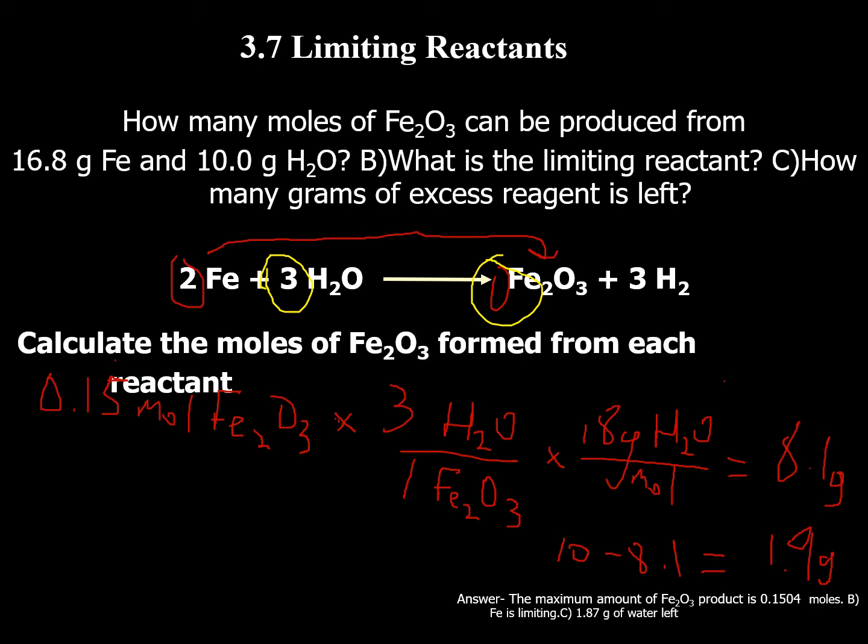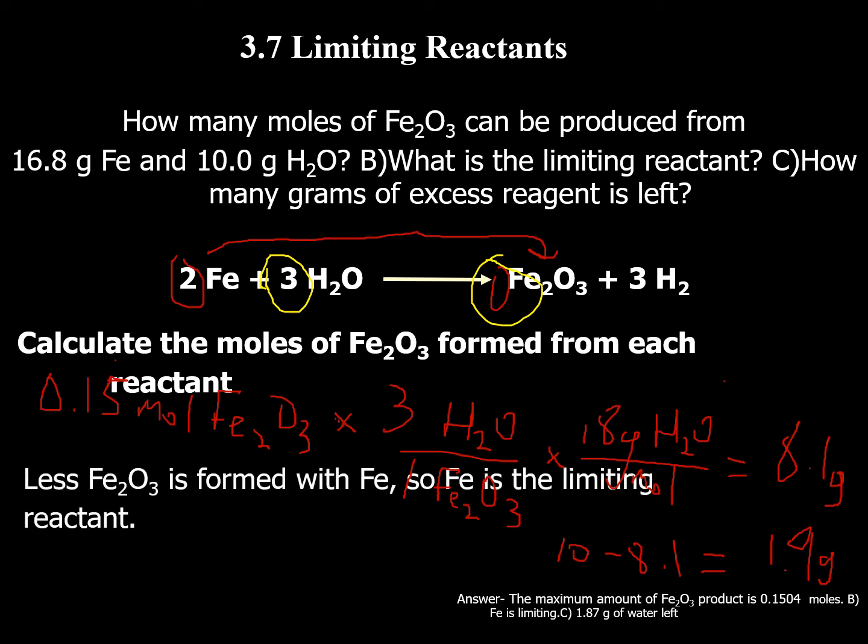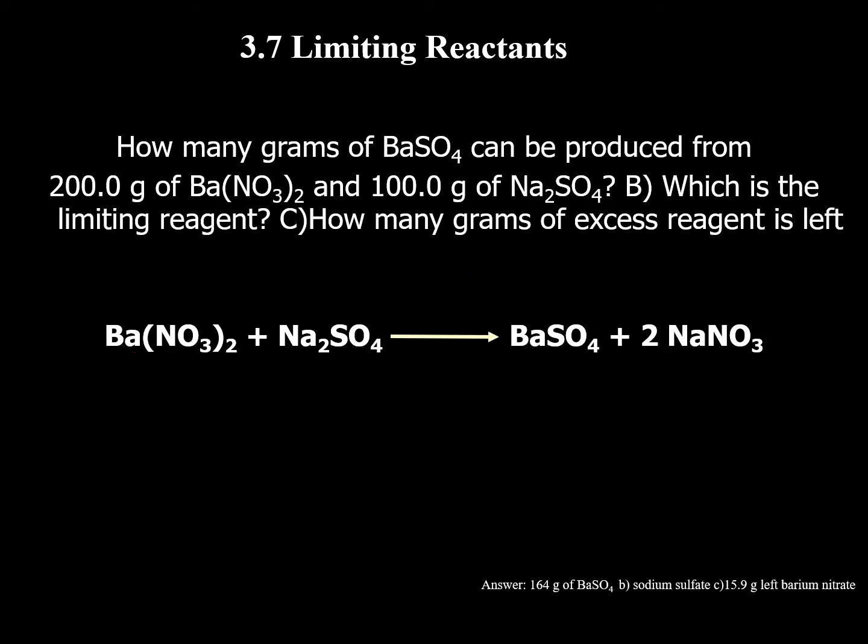So those are the instructions. Calculate the moles of Fe2O3 formed from each reactant. This is for part A. You have to compare the two values. And we found out that iron is the limiting reactant. Less Fe2O3 is formed with iron, so the limiting reactant is iron. I'll give you guys another try, so you can just pause.